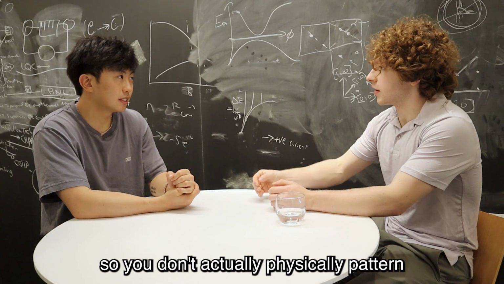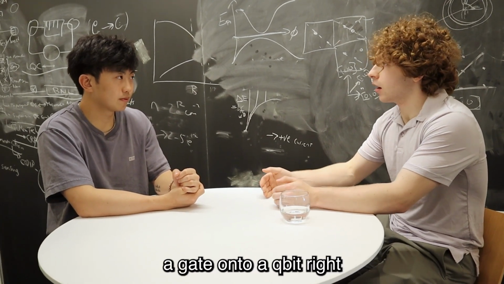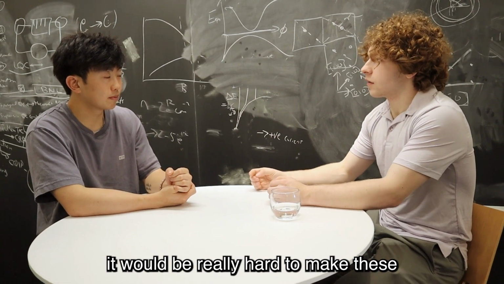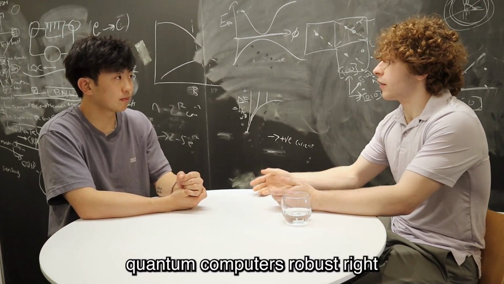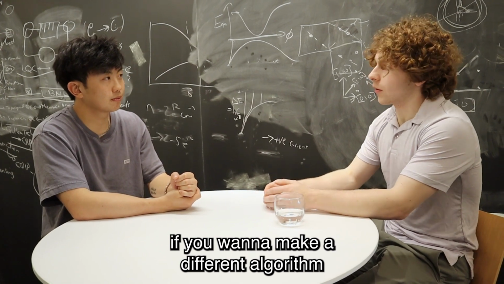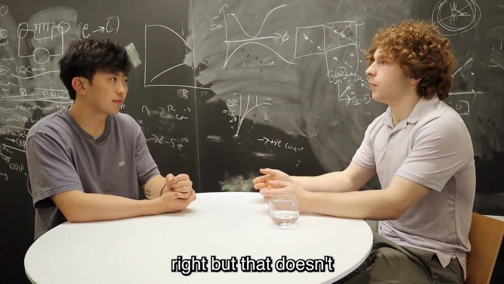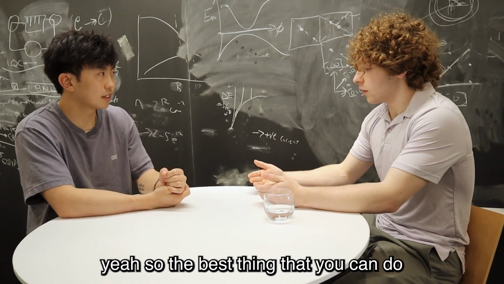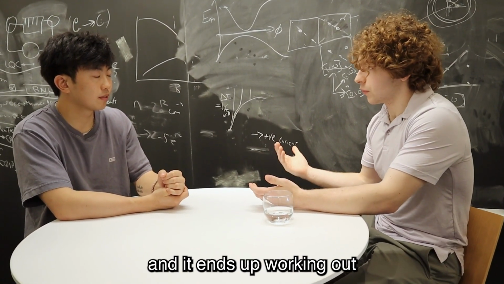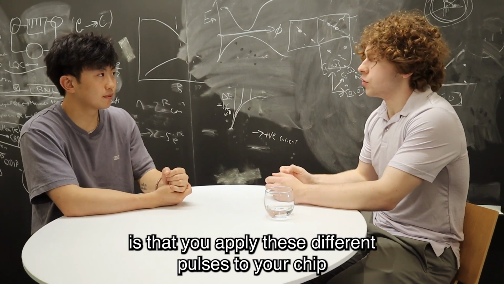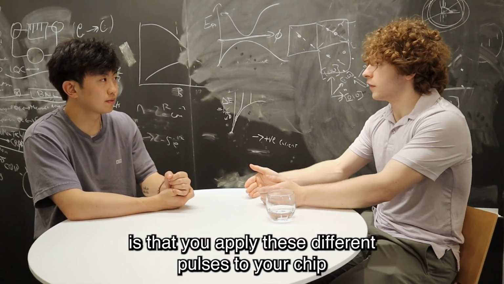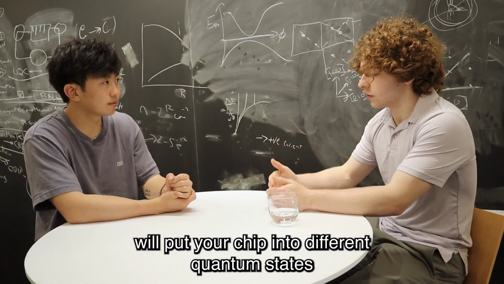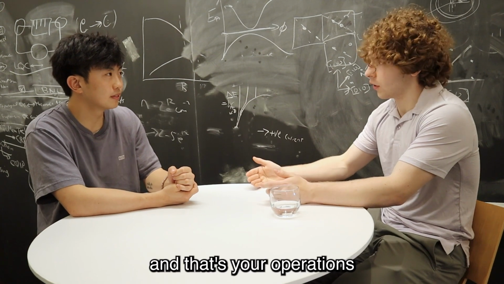So you don't actually physically pattern a gate onto a qubit. If you were going to do that, it would be really hard to make these quantum computers robust. If you want to make a different algorithm, you'd have to make a different chip. That doesn't really help us. So the best thing you can do, and it ends up being the way it's done, is that you apply different pulses to your chip, and those pulses put your chip into different quantum states, and that's your operations.